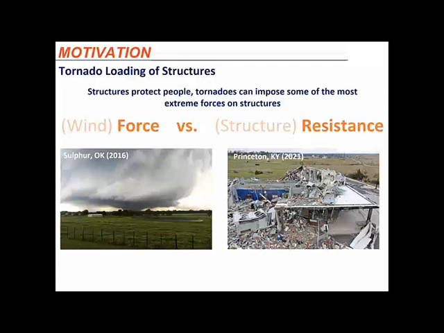we know that structures protect people, and tornadoes pose some of the greatest threats via extreme forces on these structures. So basically we have two schools of thought: a wind force and the resistance of the structure. The balance between those two, how much force is imparted on a structure and how much that structure is able to resist the load of the wind, will ultimately result in how much damage is sustained.